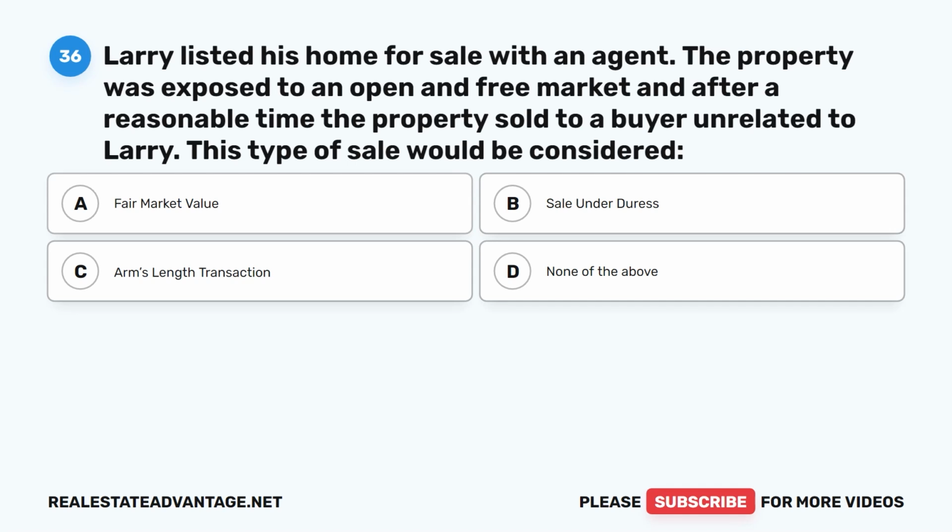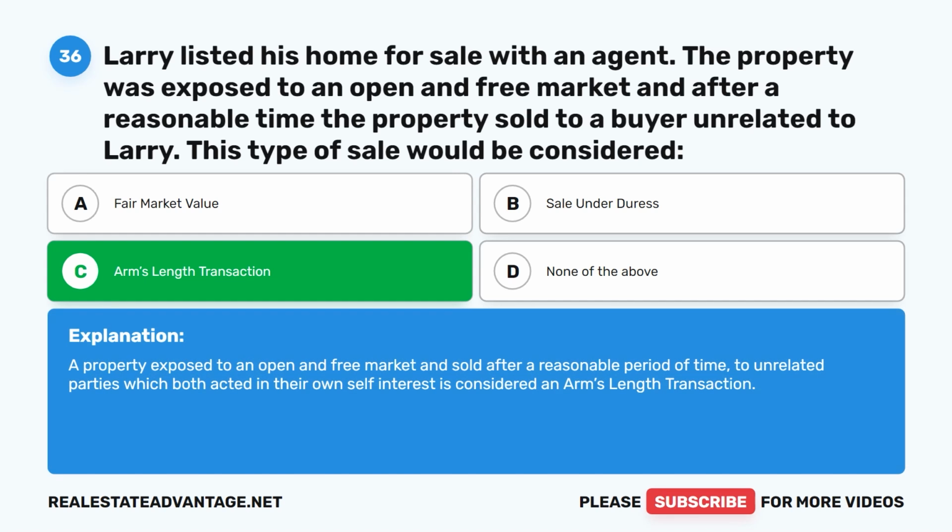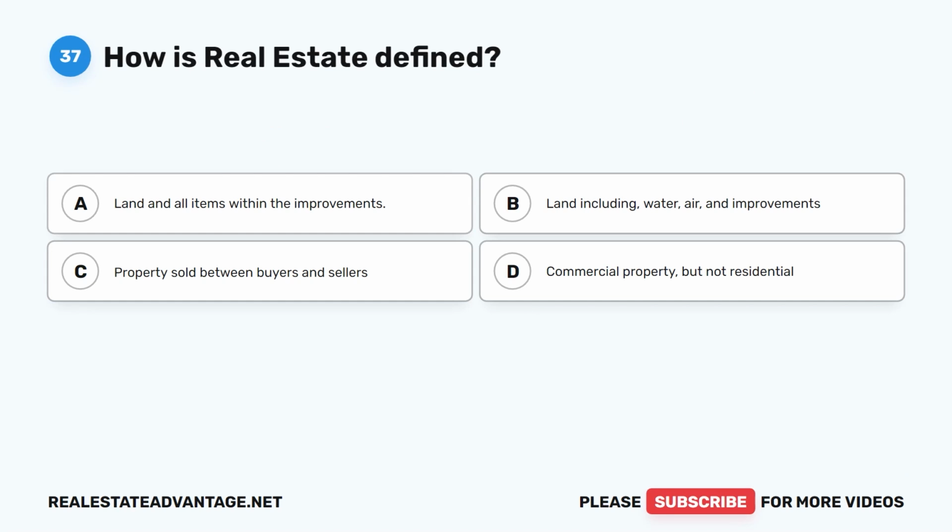Question 36. Larry listed his home for sale with an agent. The property was exposed to an open and free market, and after a reasonable time, the property sold to a buyer unrelated to Larry. This type of sale would be considered A. Fair market value, B. Sale under duress, C. Arm's length transaction, D. None of the above. The correct answer is C. Arm's length transaction. A property exposed to an open and free market and sold after a reasonable period of time to unrelated parties which both acted in their own self-interest is considered an arm's length transaction.